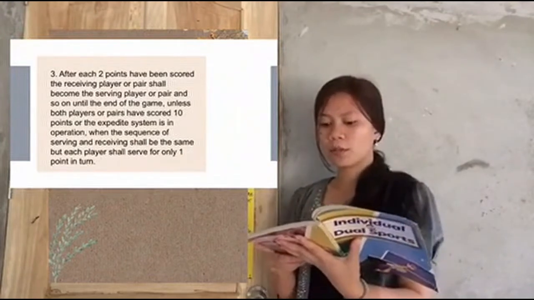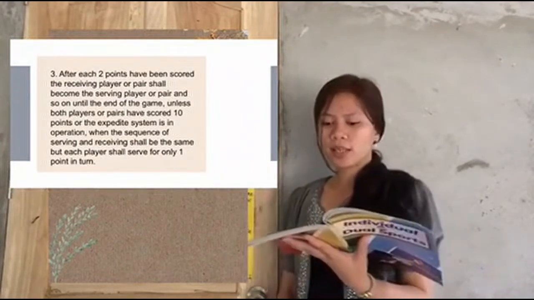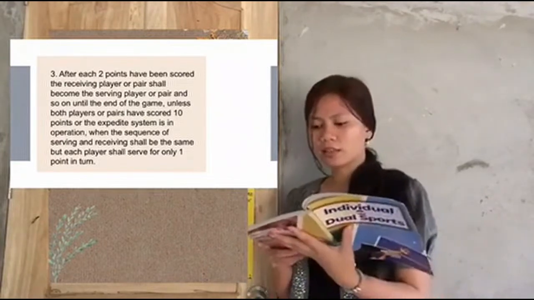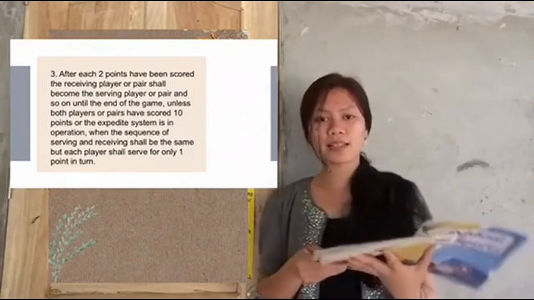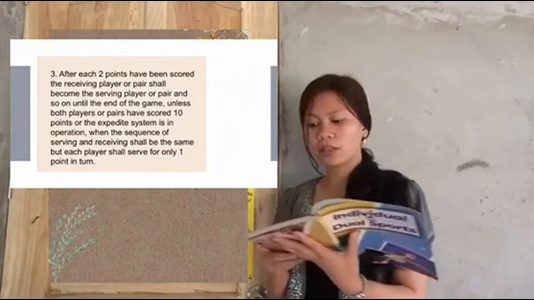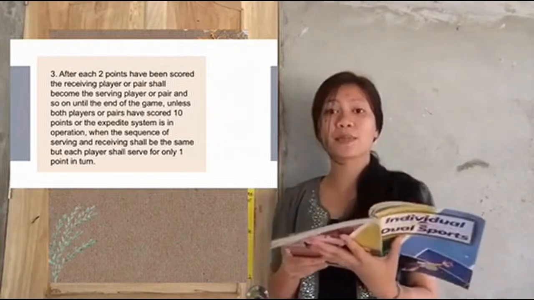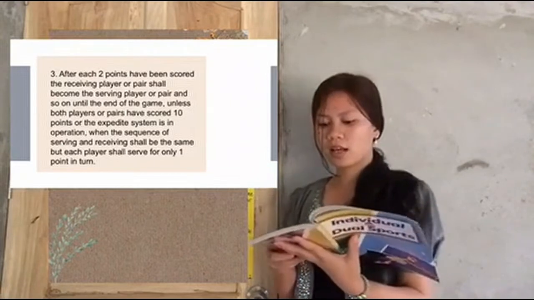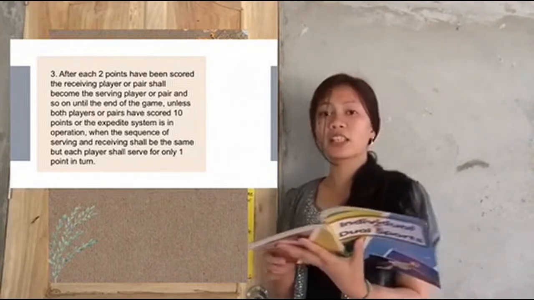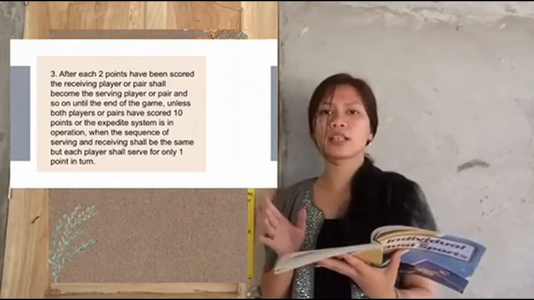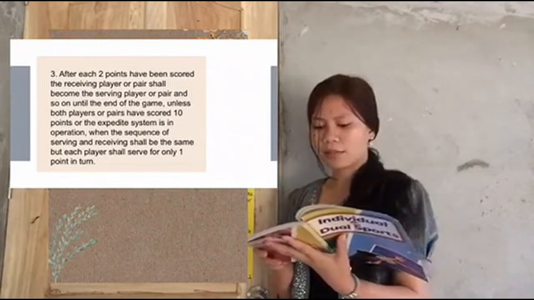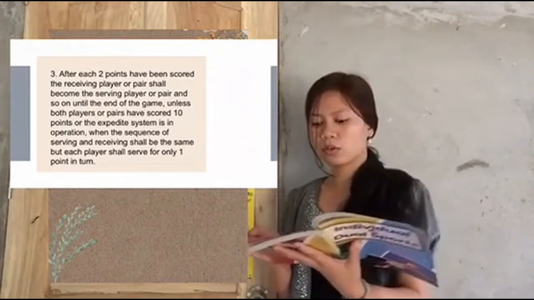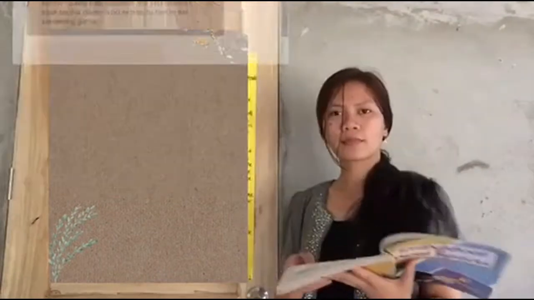When the two players or pairs have already scored 2 points, the receiving player will become the serving player, until the end of the game, unless both scored 10 points, which needs the Expedite System. And Expedite System means players alternately have one serve at a time until the end of the game, for 1 point in turn.